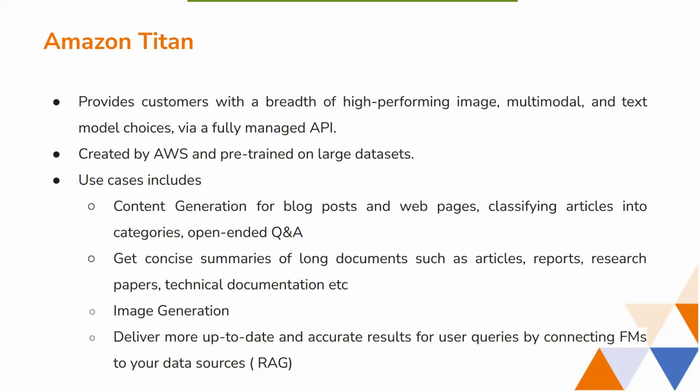So for all these models you don't have separate APIs. That's one good thing. Within a single API you can call any model. Basically, you have to just change the model ID. In a while we are going to see it. What are the use cases of this model? Is it good for content generation, for blog posts, classifying articles?